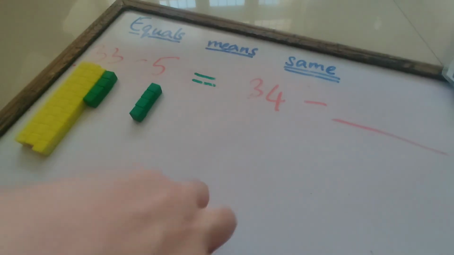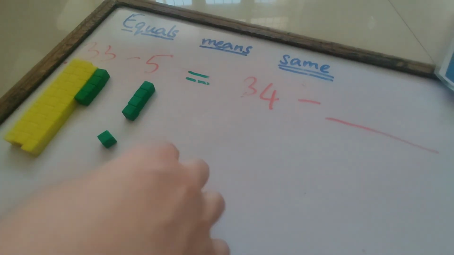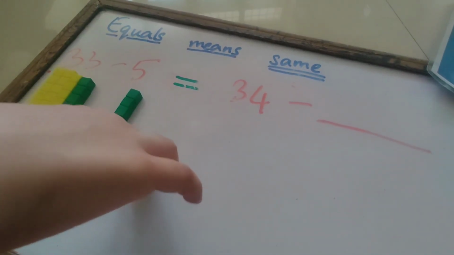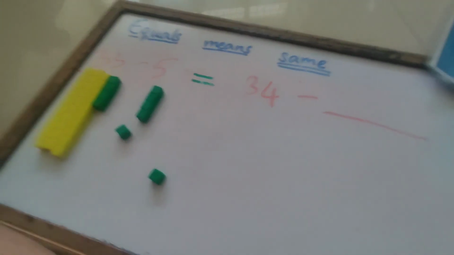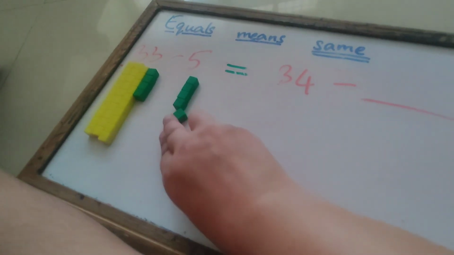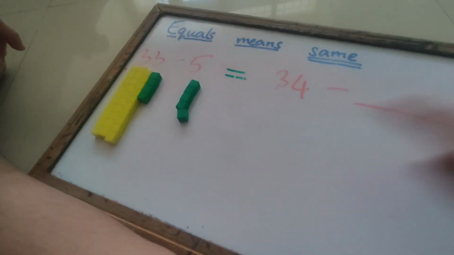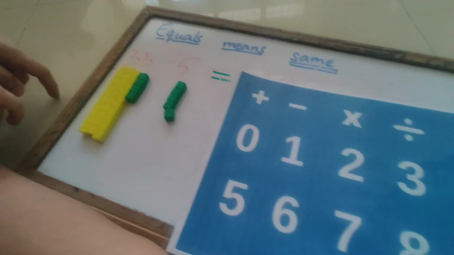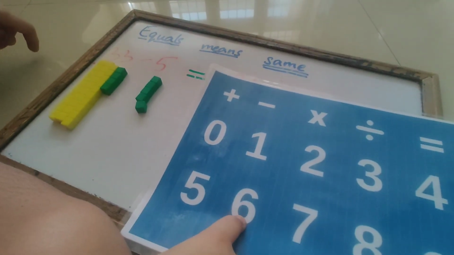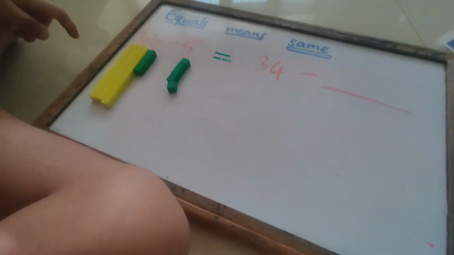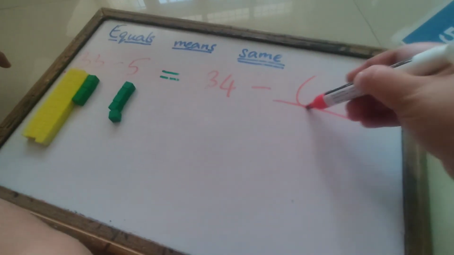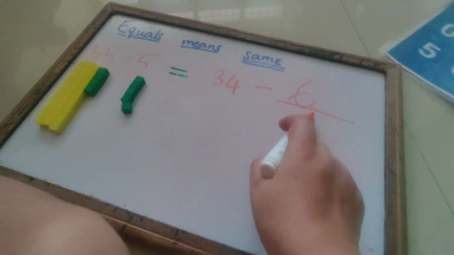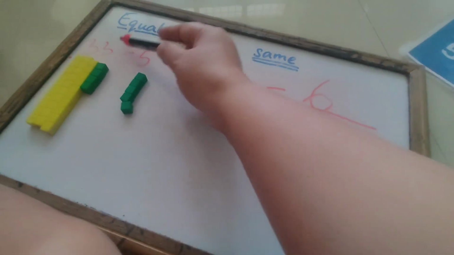You added 1. So you have to add 1 to 5 also to make it. Add 1 to 5. So I am adding 1 to 5. Okay. So that becomes 34 minus 6. Right? 34 minus 6. Now we can say 33 minus 5 is the same as 34 minus 6. These numbers are 1 more than these numbers.